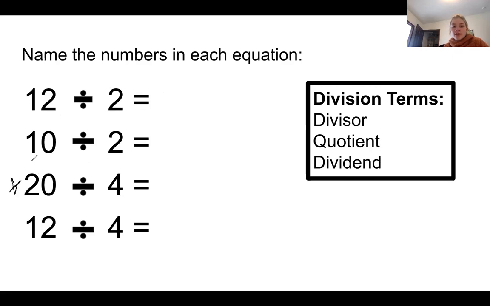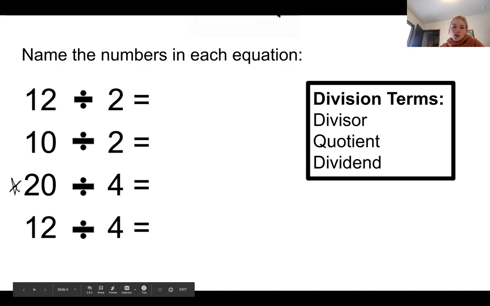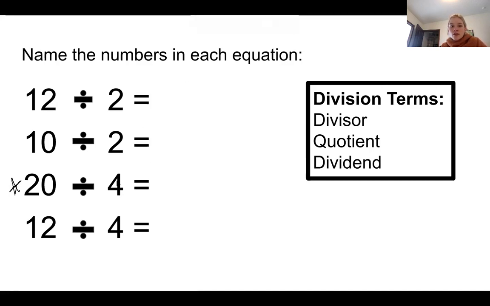Let's do one more, and I want you to pause the video and see if you can do it. All right, so let's go ahead and keep going here. So 20 would be our dividend, 4 would be the divisor, and our quotient would be 5.